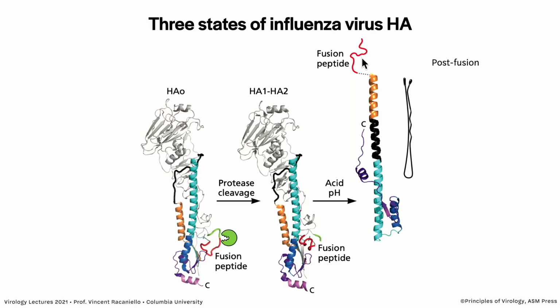And then, once this happens, it then hairpins. It doesn't want to stay in this extended conformation, so the helices fold back on each other, form a hairpin, and that brings the two membranes together. That's how the fusion works.